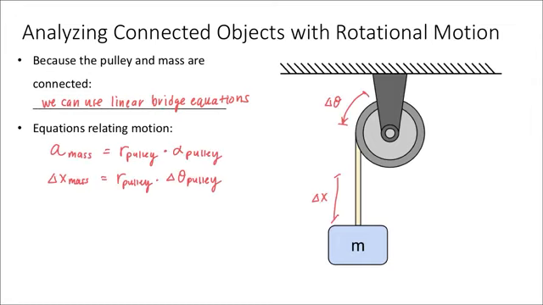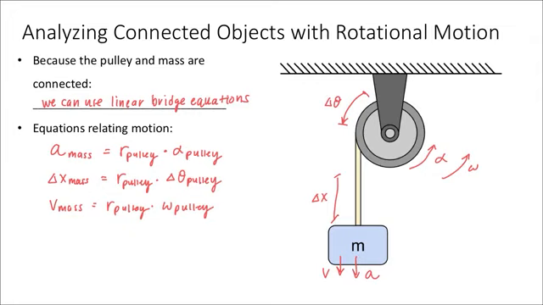We can relate the linear displacement of the mass, delta x, or in other words, how far it falls, with the angular displacement of the pulley, or how much the pulley has rotated. So delta x would be equal to r of the pulley multiplied by the angular displacement of the pulley. And finally, the linear velocity of the mass as it's falling can be related to the angular velocity of the pulley, again, by the same form of the equation.